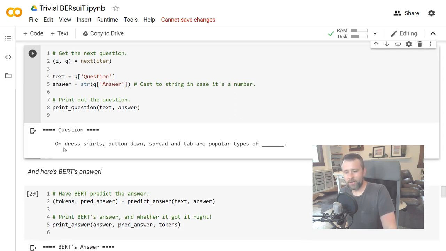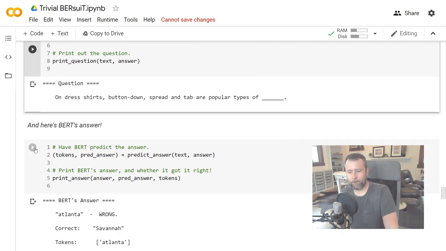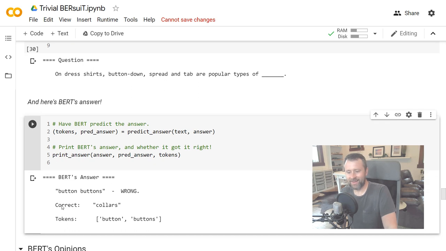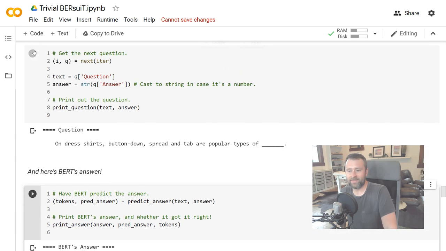All right, this is kind of a random one. On dress shirts, button-down, spread and tab are popular types of blank. Button-down, I don't know, spread, tab. Buttons. Now the correct answer is collars. So maybe BERT doesn't know as much about fashion. I'm not sure. Let's keep going.